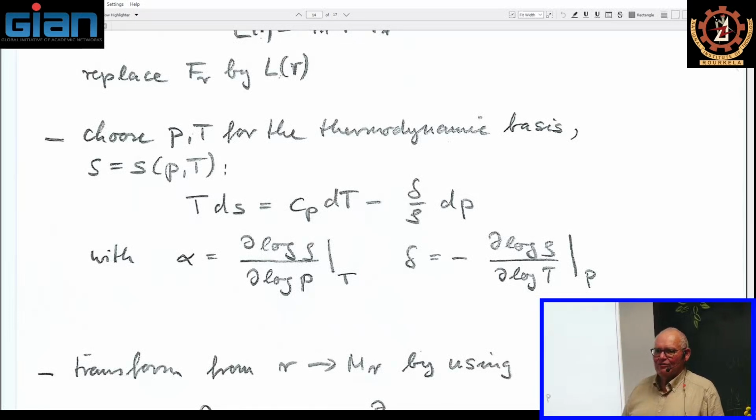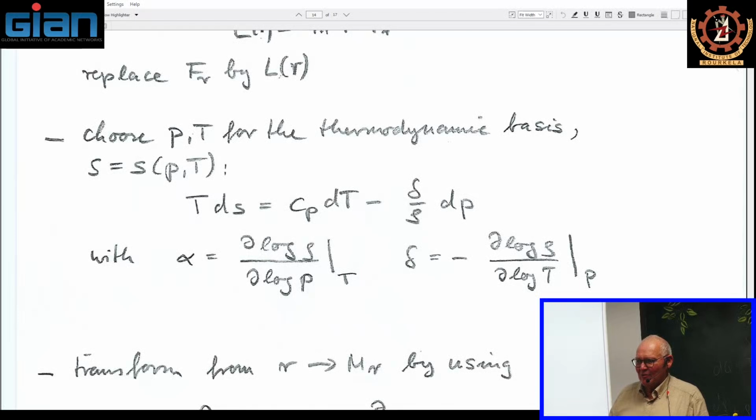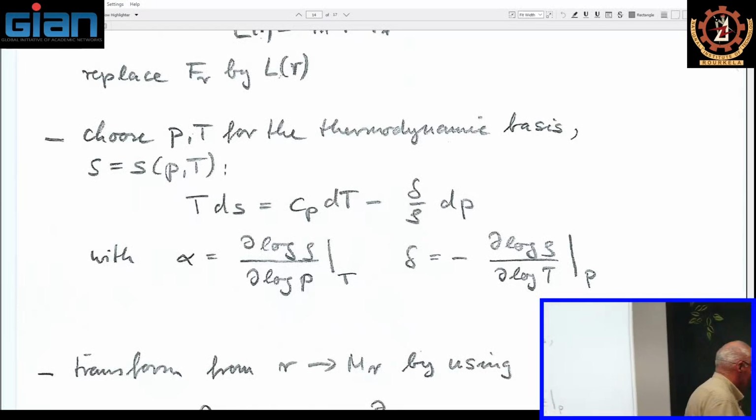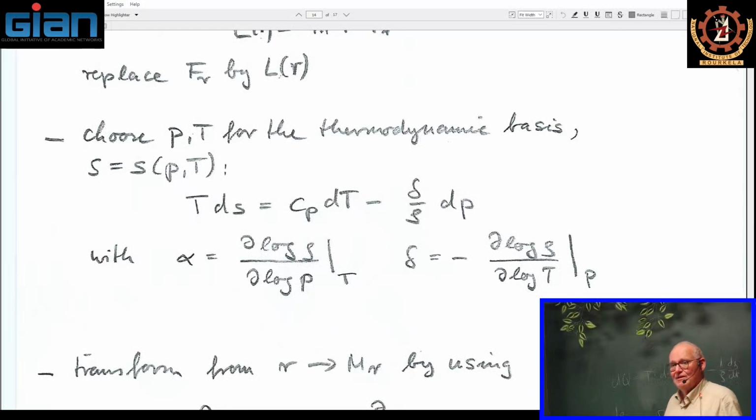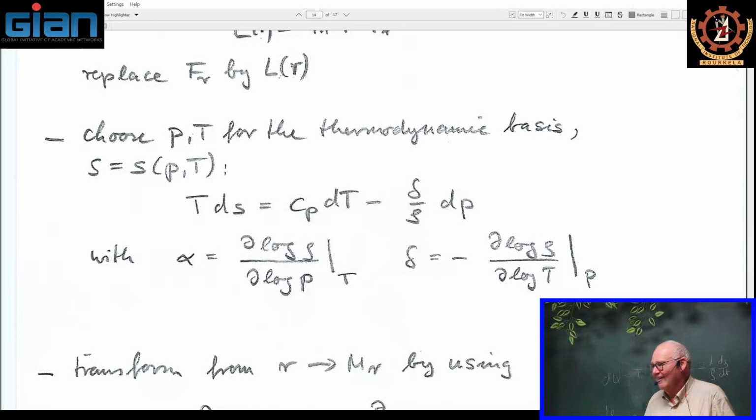We are probably not used to this notation. Why do we use logarithmic derivatives? What is a logarithmic derivative? Well, a logarithmic derivative is, or are you familiar with that? Okay.